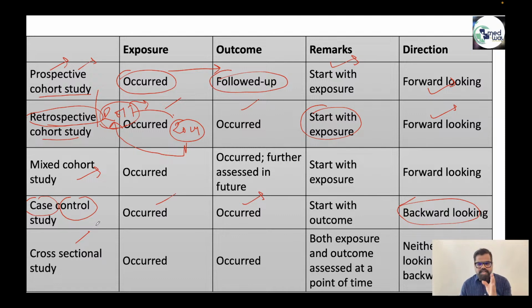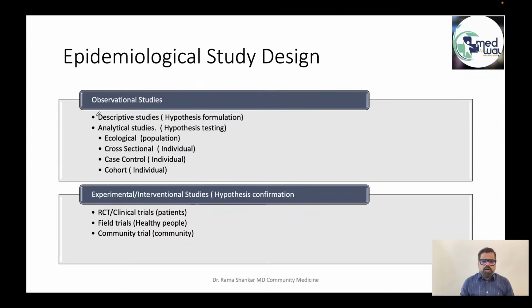What is the status as of now? You're neither going backward, nor going forward. So the exposure and outcome is assessed at one point in time. This is the basic difference between different types of study. Why does this table become important? Because questions are related to this. Now, here I also want to emphasize three types because MCQs are related to this.